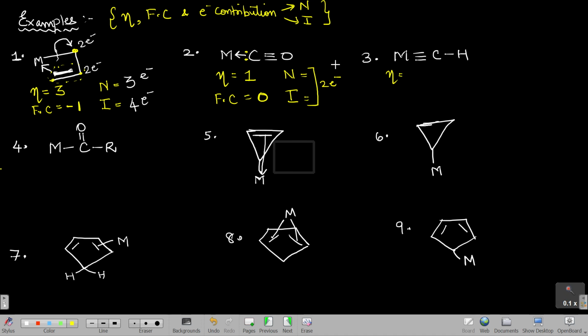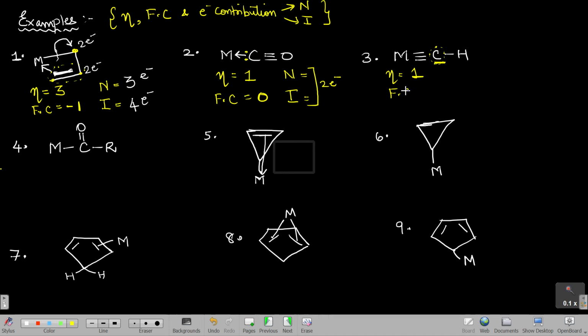Okay, sometimes you make this mistake in your exams wherein you count there are 3 bonds, so for hapticity you put it as 3. No, hapticity is the number of donor atoms of a ligand which is attached to the metal. It doesn't matter the number of bonds. So there is only one carbon attached to the metal, so the hapticity is going to be 1.